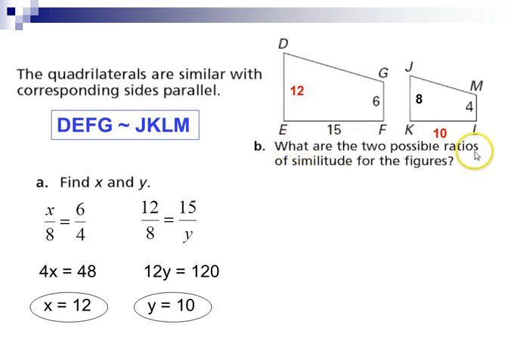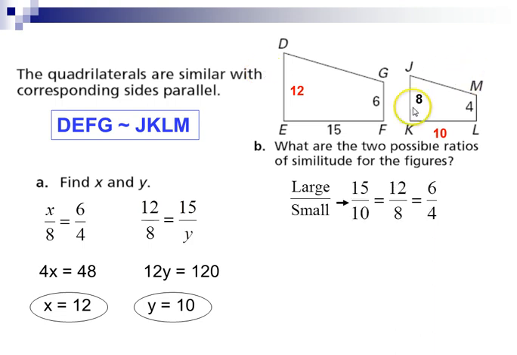Now we want to know what are the two possible ratios of similitude for the figures, and the reason there are two is because we can go from large to small or from small to large. So let's go large to small first. Large to small would be 15 to 10 because 15 corresponds to 10, or 12 to 8, 12 corresponds to 8, or 6 to 4, 6 corresponds to 4. And the difference between all of these fractions is nothing. Why? Because these things are similar. If they weren't similar, they wouldn't be the same. We can reduce 15 to 10, 12 to 8, 6 to 4. They're all the same thing.